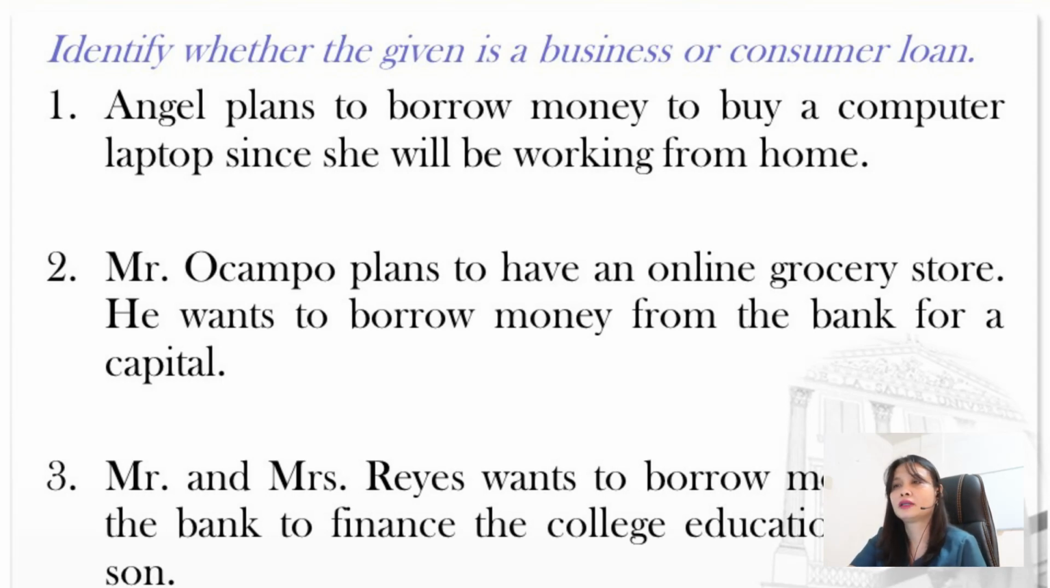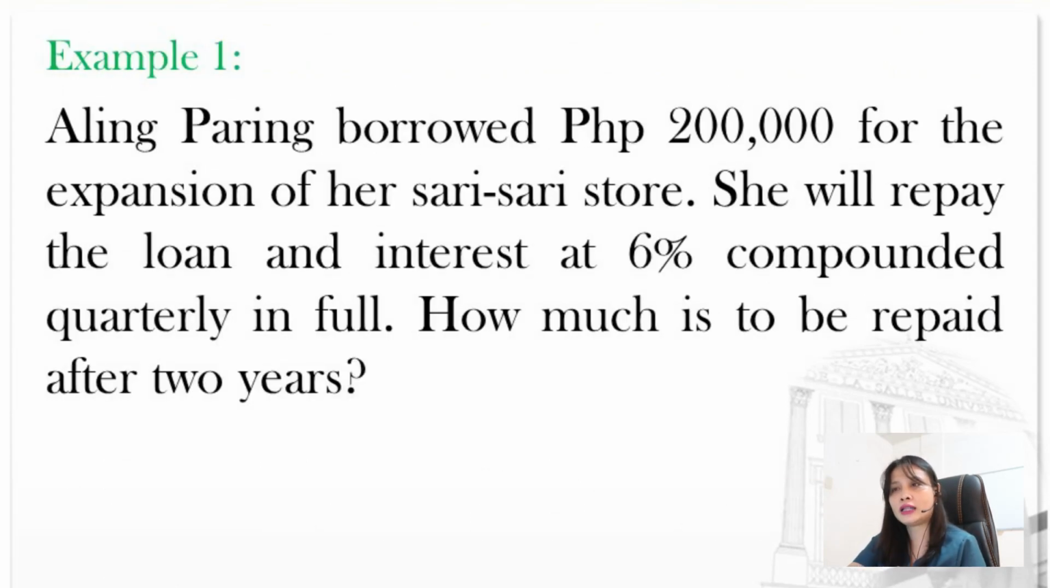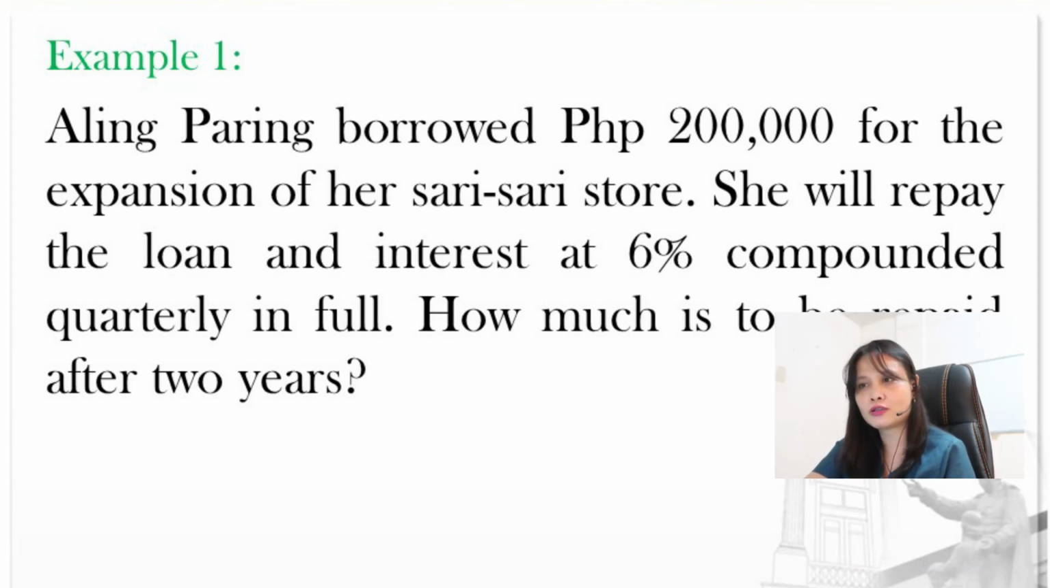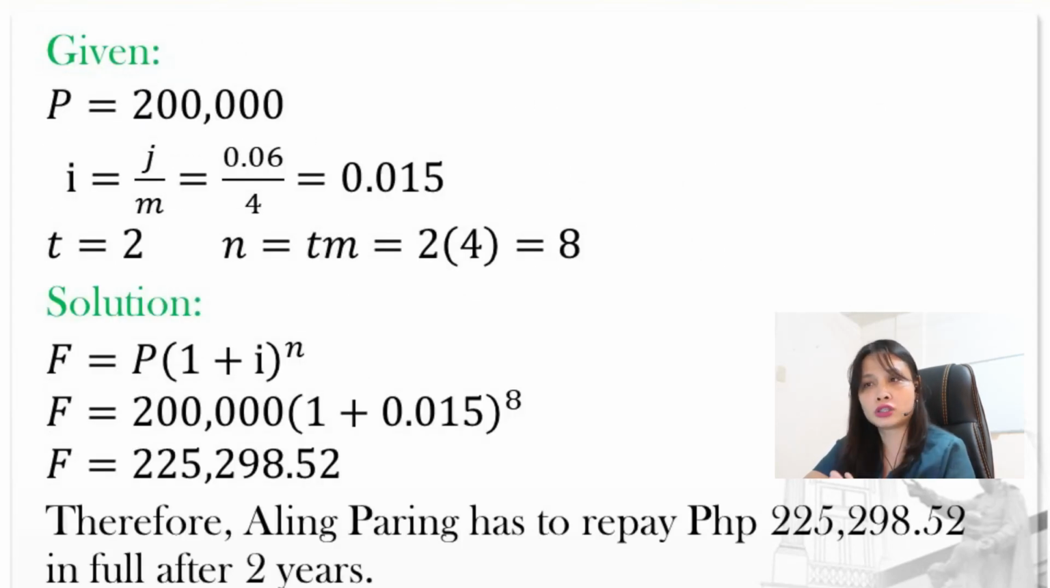Okay. Example number 1. Aling Paring borrowed 200,000 for the expansion of her sari-sari store. She will repay the loan and interest at 6% compounded quarterly in full. So how much is repaid after 2 years? So these are the given.